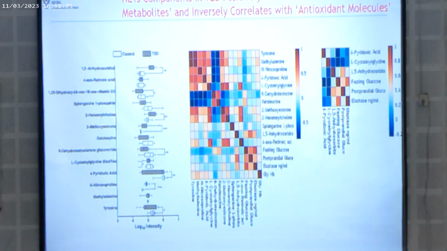Interestingly, what we also see is a down-regulation of cystathionine, lysine, and pyridoxic acid. Cystathionine is an intermediate of glutathione, and some of the antioxidants are also down-regulated. On the other hand, the NET-making components, the anhydrosorbitol, and the sphingolipids are up-regulated. The inflammatory lipids are up-regulated, and this correlates with the glucose levels in the body.